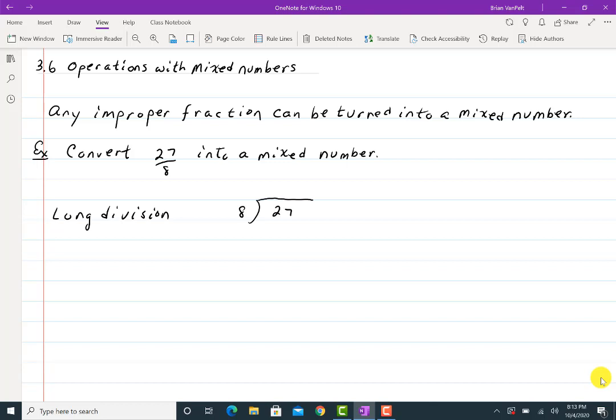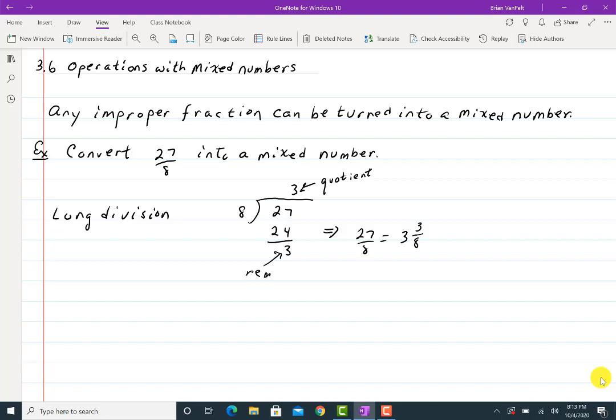8 goes into 27 3 times, with a remainder of 3. So what this means is that the fraction 27/8 equals 3 3/8. So let me put this here. The number on top of the division bar is the quotient, and we have the remainder.